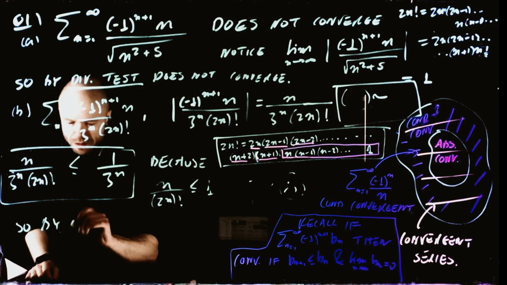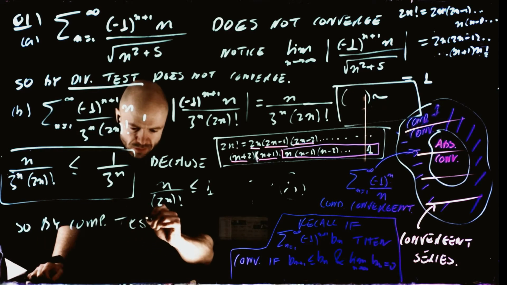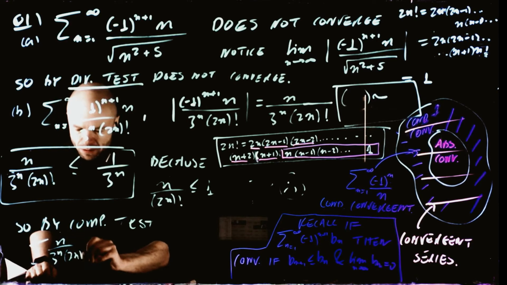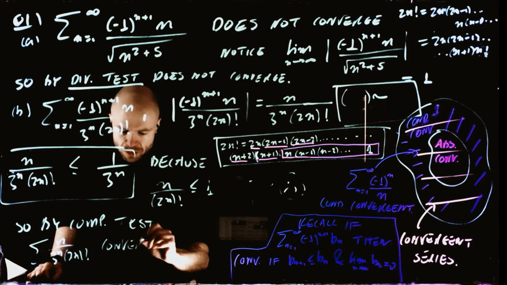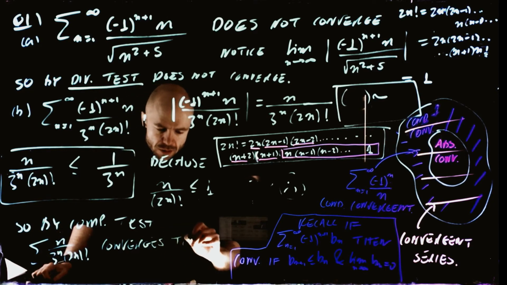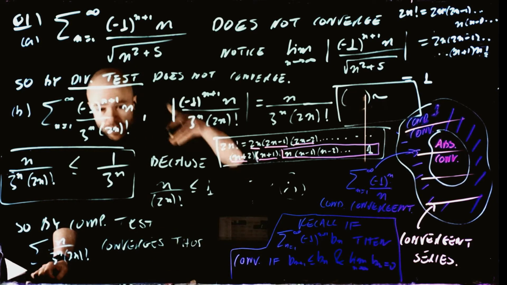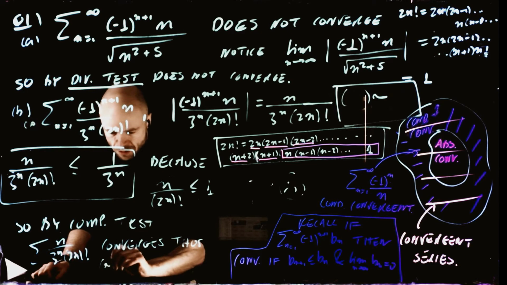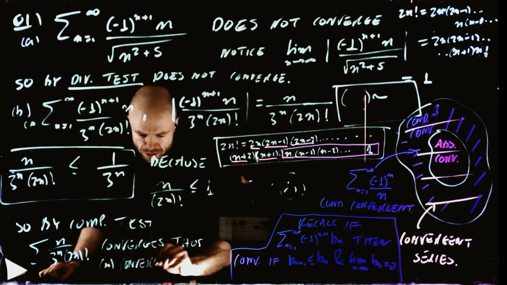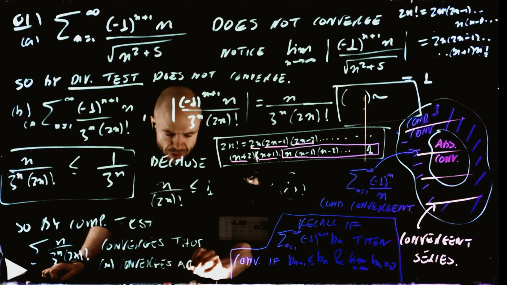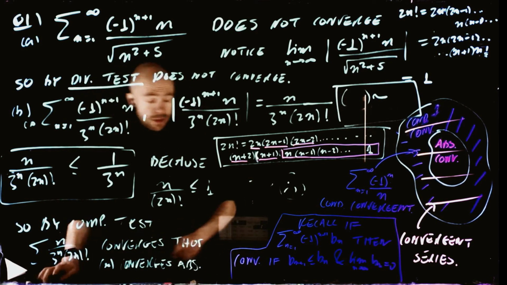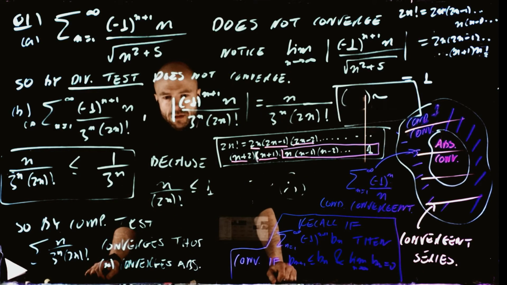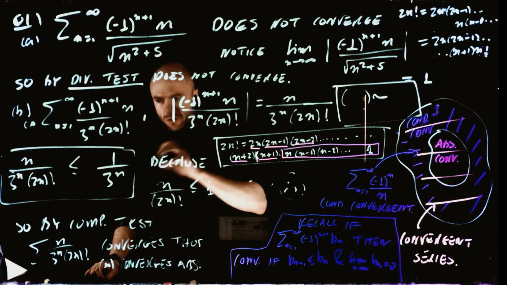So by comparison test, the sum of n over 3 to the n times 2n factorial converges, and therefore the series converges absolutely. Let's call this guy here star. This is perhaps new for many of you, but I claim that this is a lot easier than many of the things we learned previous to this section on series and sequences. All you need is a feeling for what is happening to these terms.